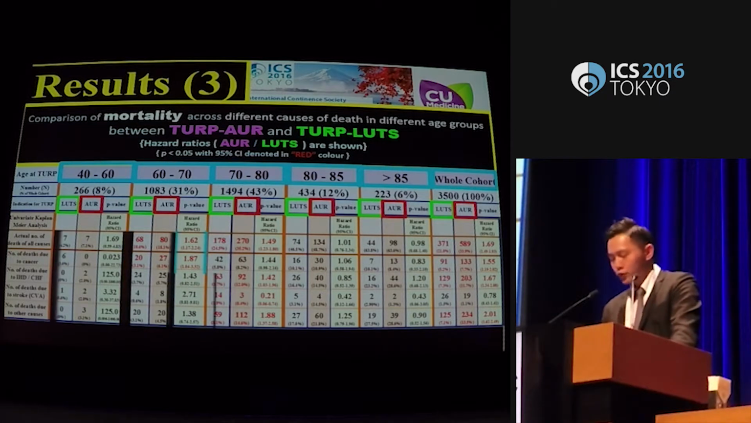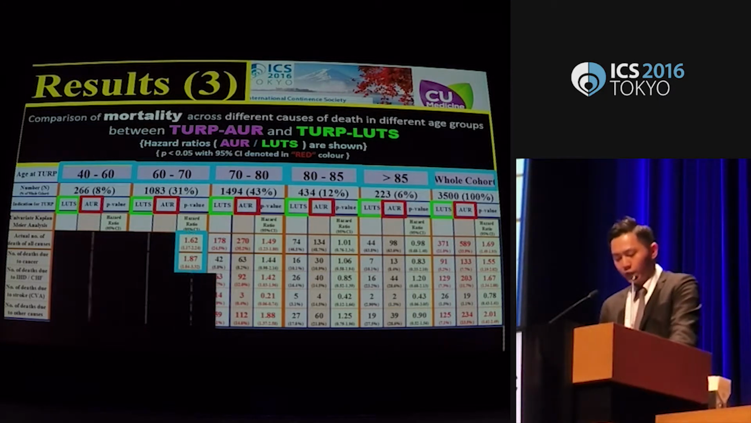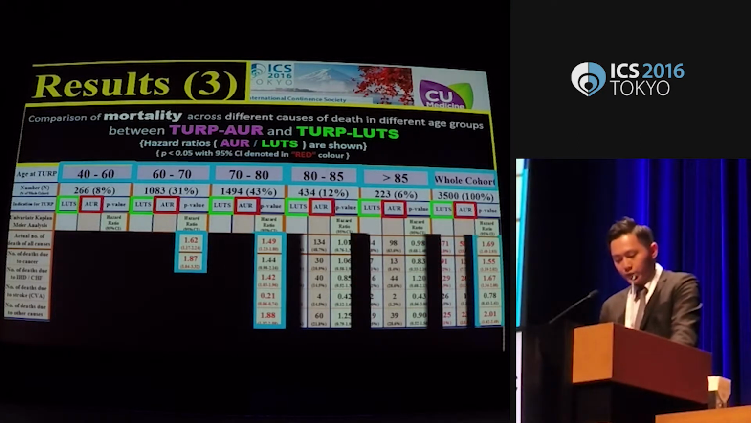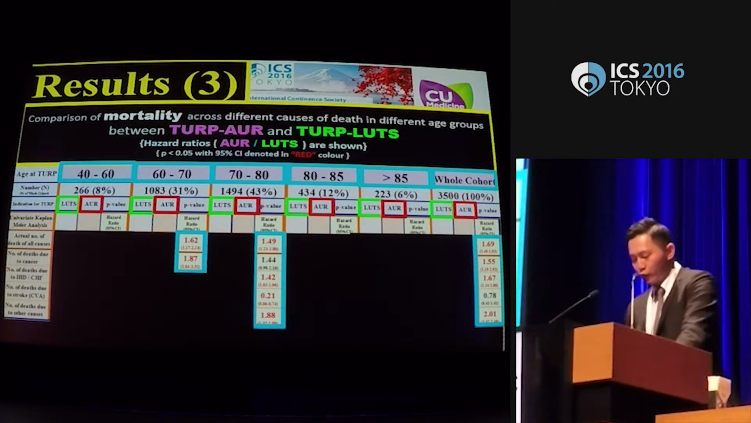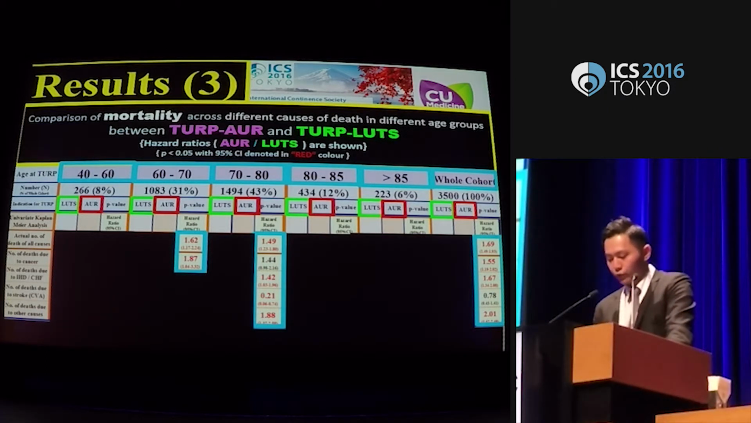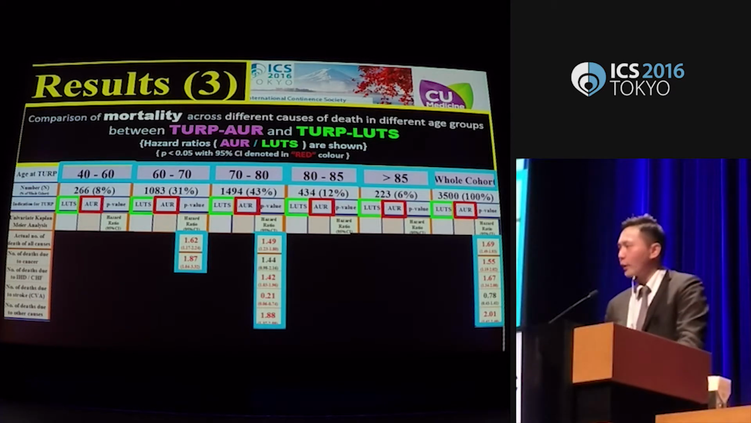It's a very busy slide, so we'll try to show the significant results only. For the age group 60 to 70, for all-cause mortality and cancer-related mortality, there's an increased risk in patients who have acute retention of urine. But this effect tends to attenuate with increasing age.